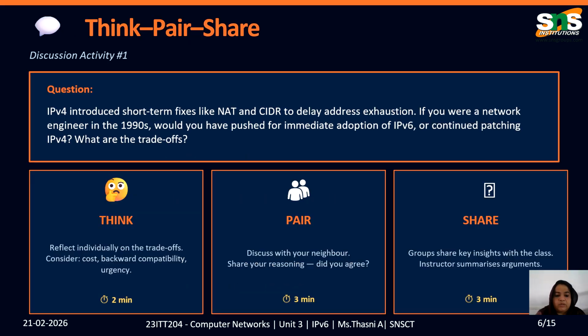Here we have one question. IPv4 introduced short-term fixes like NAT and CIDR to delay address exhaustion. If you were a network engineer in the 1990s, would you have pushed for immediate adoption of IPv6 or continued patching IPv4? What are the trade-offs? First, think and reflect individually on the trade-offs, considering cost, backward compatibility, and urgency. Then pair and discuss with your neighbor, sharing your reasoning. Finally, share with the group, followed by the instructor summary.